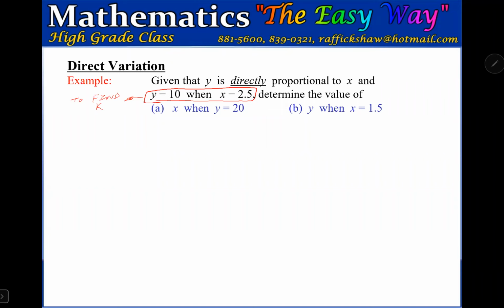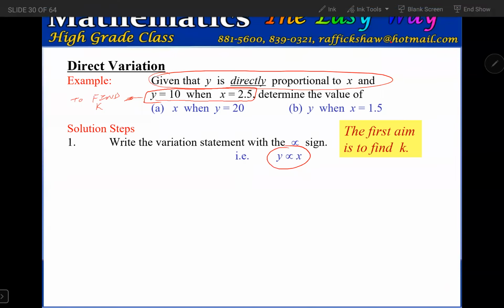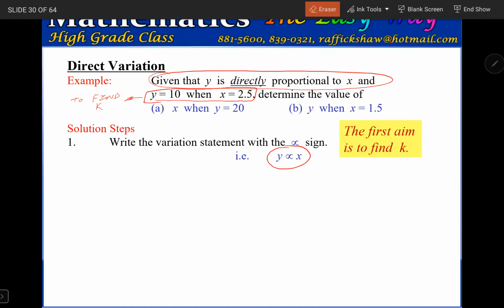Now, the first thing you want to do when you have a variation statement is write your variation expression. So the first step is always to find k. Right? That's always what you want to do first, find k. But you have to write your variation statement. That is what they said. So this is a mathematical representation for what they said up here. That y is directly proportional to x. That's a mathematical statement for that.